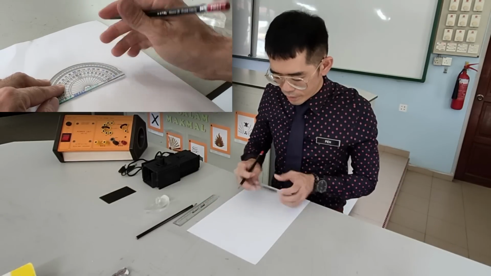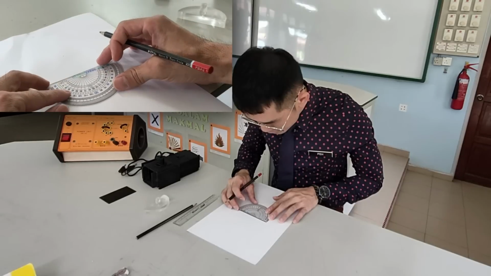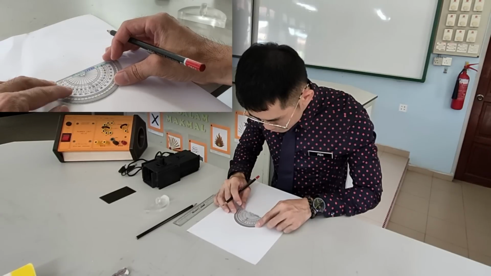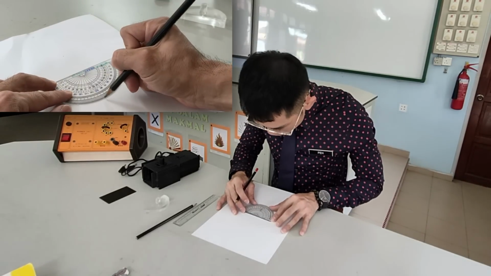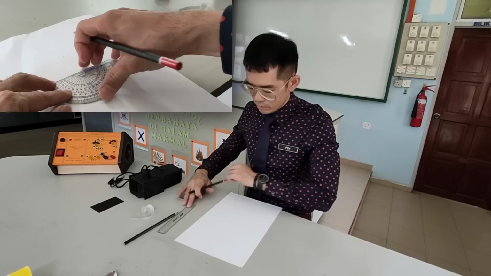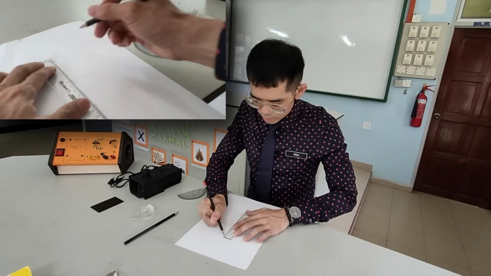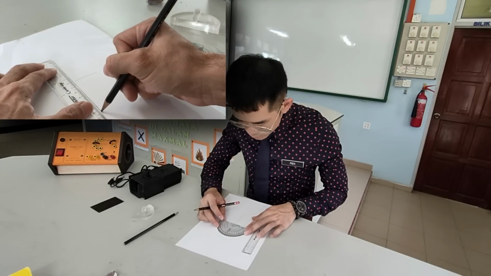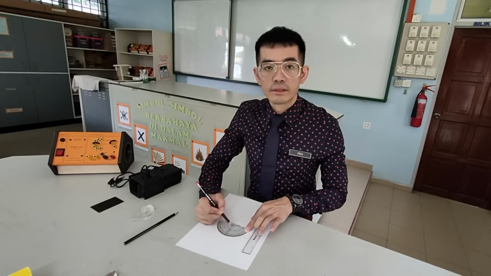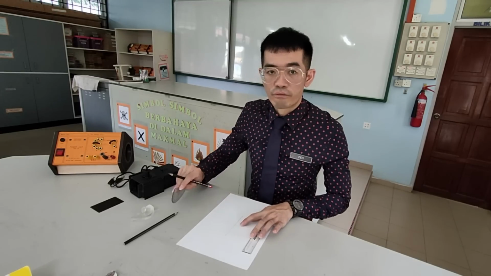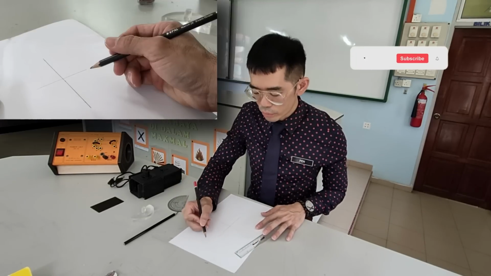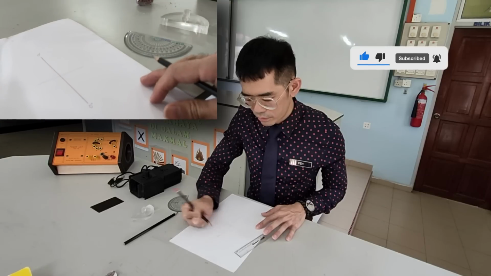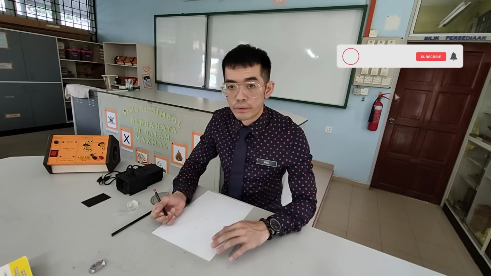at the top of the line and also the bottom of the line. Join the dots together, so you will get the normal line, perpendicular to this reference line. And then now you have to label your normal line as 0. And now we may start our experiment.